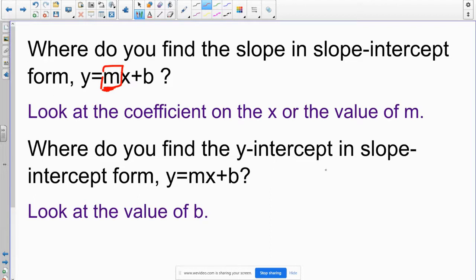Where do you find the y-intercept in slope-intercept form? You just look for the value of b. So that last term, if it's written in y equals mx plus b, is the y-intercept.